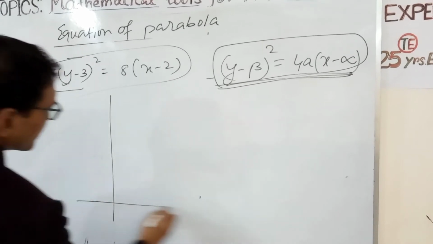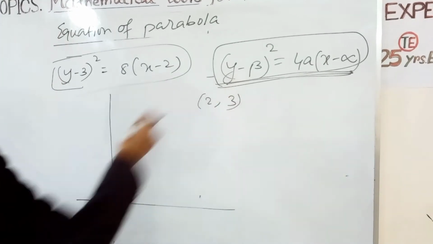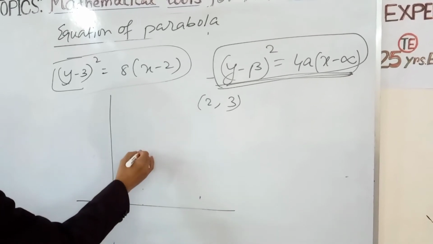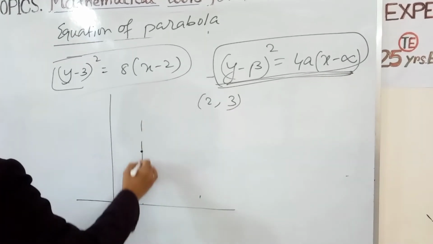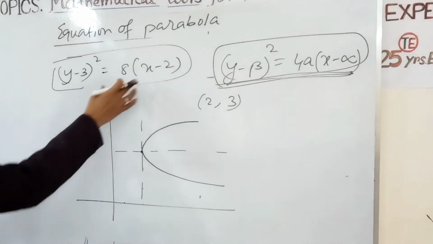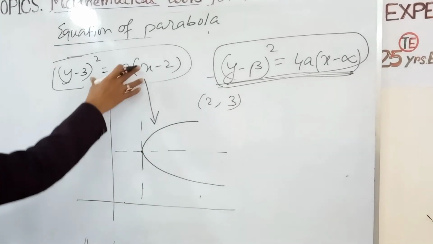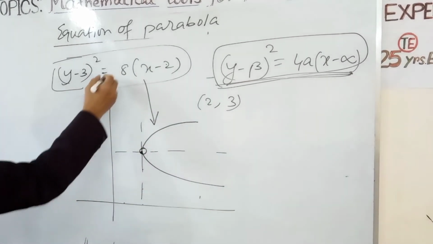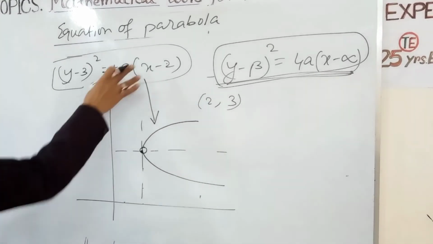First we select the vertex. What is the vertex? The vertex coordinate is 2, 3. So plot the point 2, 3. Suppose this is 2. So this is the vertex. Now the opening will be along the positive x-axis. So this is the figure of the parabola of this equation. First select the vertex 2, 3. This is the vertex and this is positive, so the opening will be along the positive x-axis.